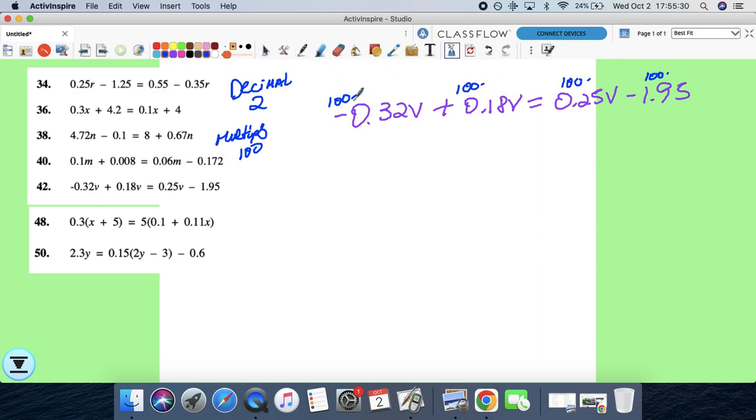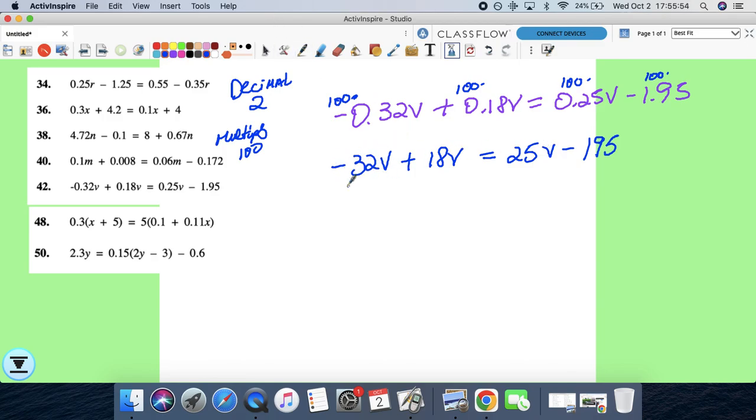So 100, the shortcut is just to move the decimal 2 over, so this becomes negative 32v. This is going to be 18v. And this is going to be 25v, everything a v. And this one's going to be 195, move the decimal 2. All right. Okay. Step 1, distributive property.